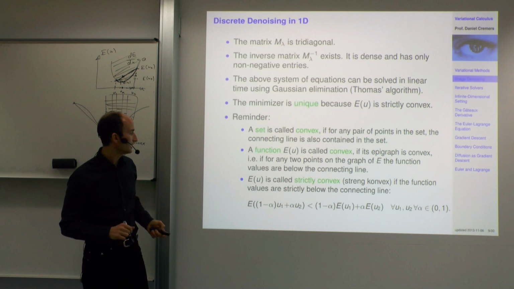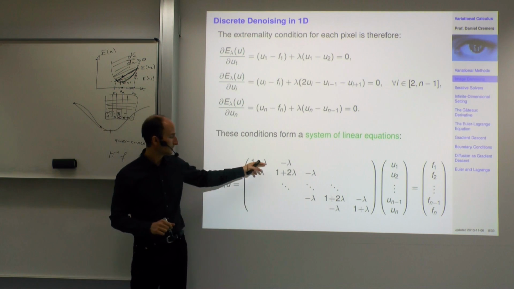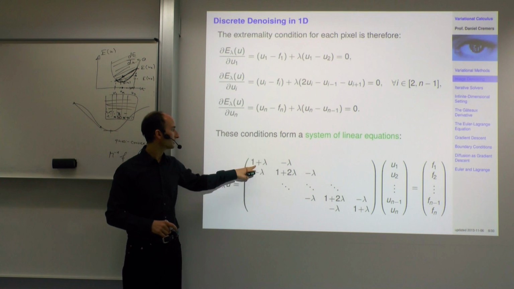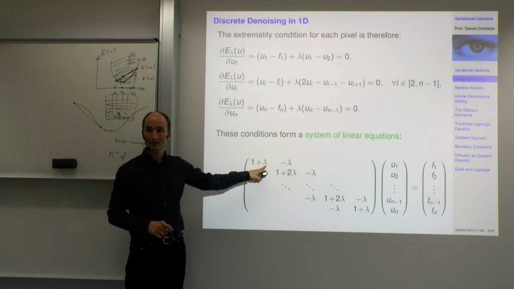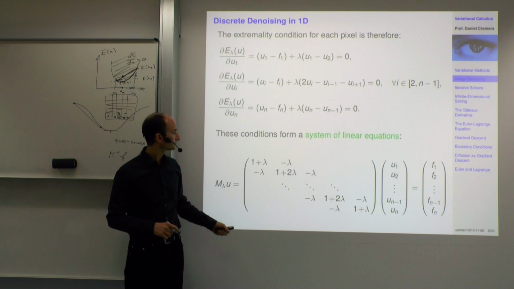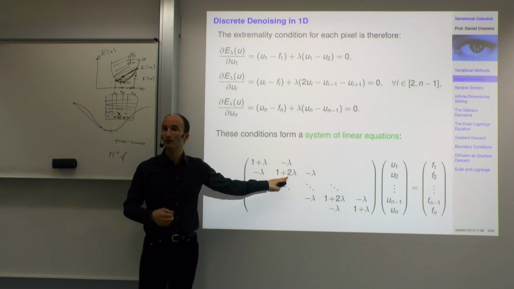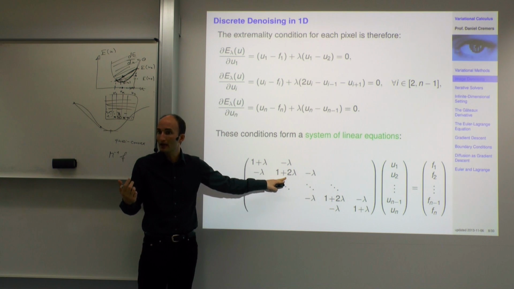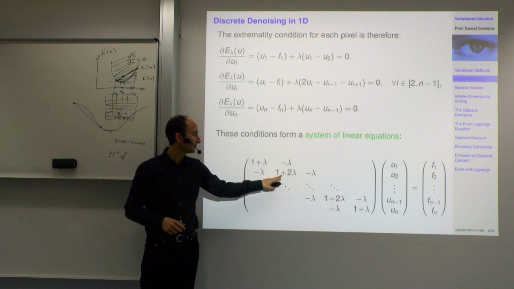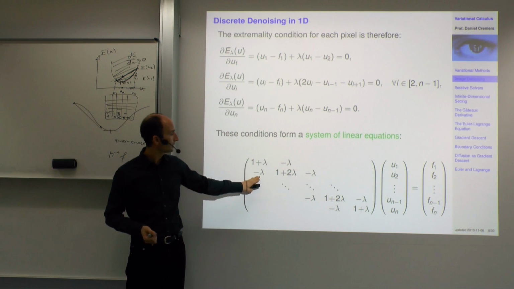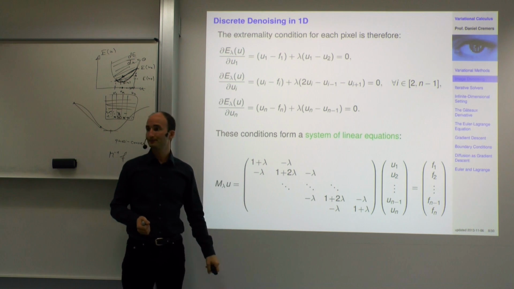We saw it already in the 1D case, but very similar in the ND case. The diagonal elements are always 1 plus lambda. Or if we have two neighbors, they're 1 plus 2 lambda, or in a 2D image there are 4 neighbors, so the diagonal element is 1 plus 4 lambda. And the off-diagonal elements are all lambda.